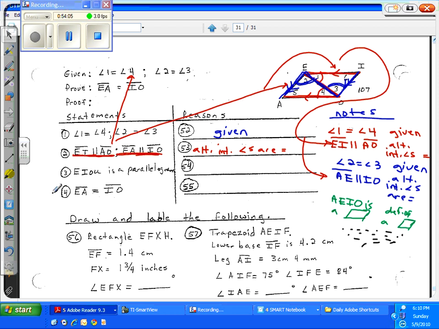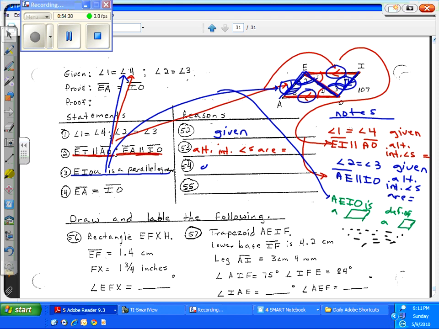And then it says the next statement, EIOA is a parallelogram. We look in the given and we don't see it. We go to the diagram. It doesn't say it is a parallelogram, but there it is in the note section. It's a parallelogram by definition. Now, we could have seen in the picture that we had both pairs of opposite sides parallel, and so there was a good possibility that we noticed that already, and we put the reason for it being a parallelogram in the note section.